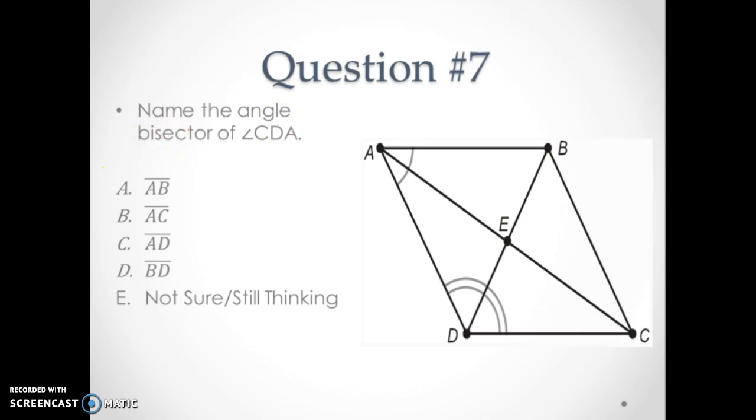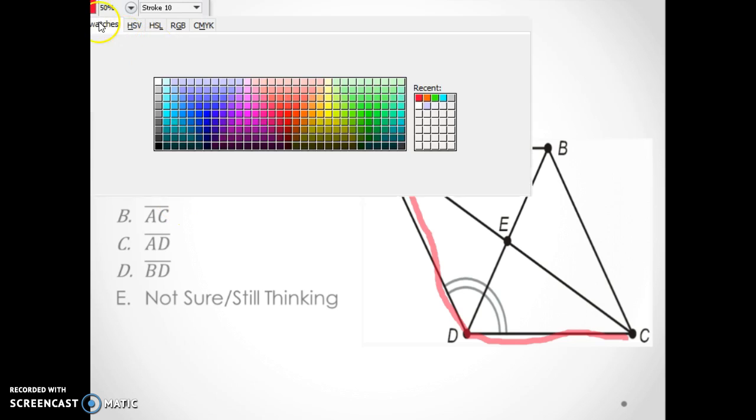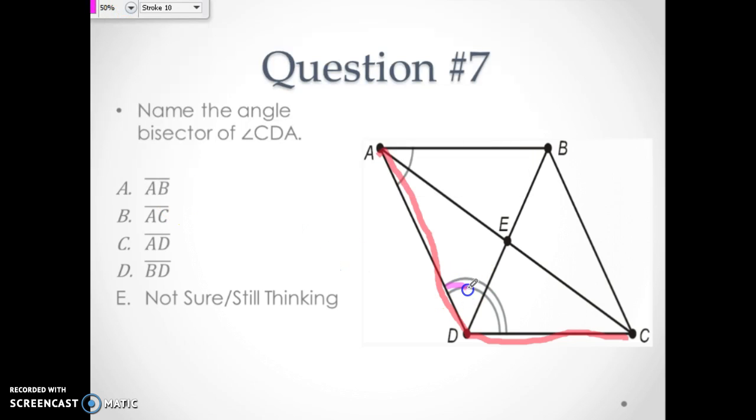The last question: name the angle bisector of angle CDA. So again, CDA is the angle, and they want to know which one is the angle bisector. The angle bisector goes through the vertex of the angle, dividing it into two congruent parts. If you look at that angle there, the two congruent parts are this side, ADE, and this side, EDC.